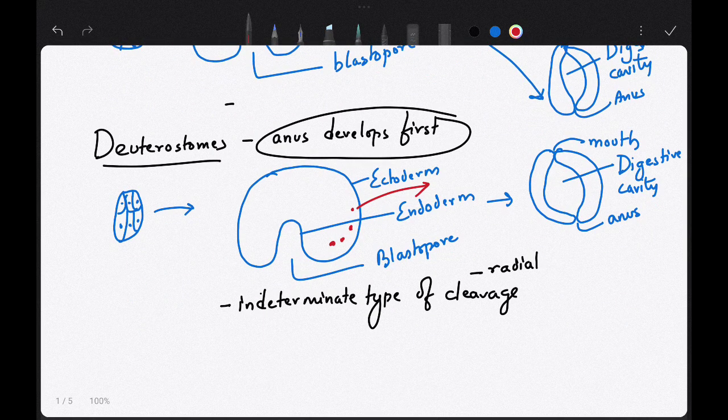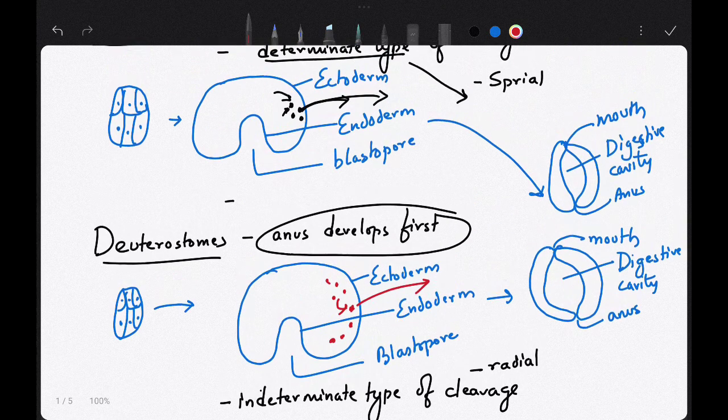But in indeterminate cleavage, even if you remove the cell, other cells around that area will come and compensate for that area, and the same structure will form in the later organism. Removing a cell does not compromise the formation of the structure or the future organ of that organism. Understood the major differences between deuterostomes and protostomes?